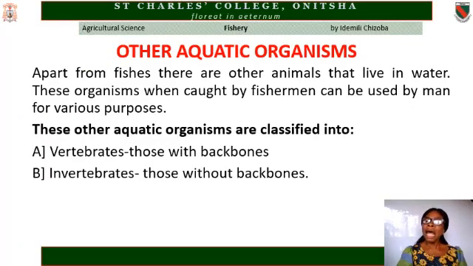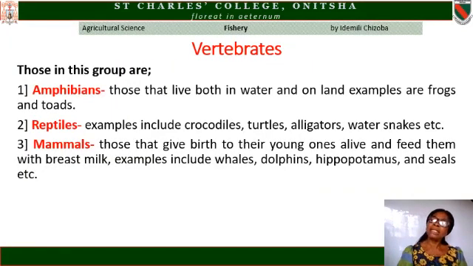Now, other aquatic organisms. Apart from fishes, there are other animals that live in water. These organisms, when they are caught by fishermen, can be used by man for various purposes. These other aquatic organisms are classified into A, vertebrates. The vertebrates are those animals that possess backbones. B, the invertebrates. The invertebrates are those organisms that live in water without backbones. Now let's look at the vertebrates.